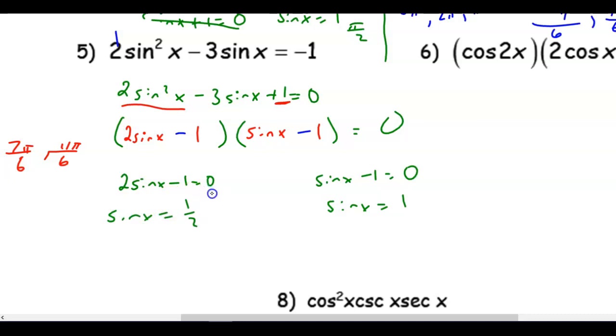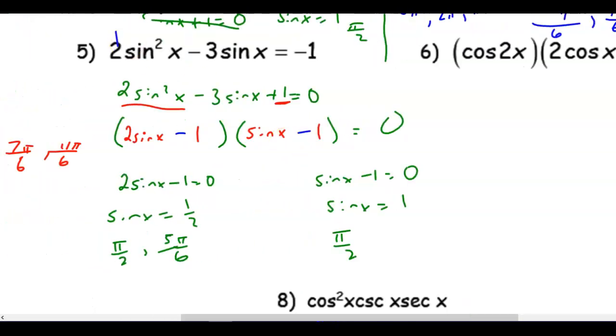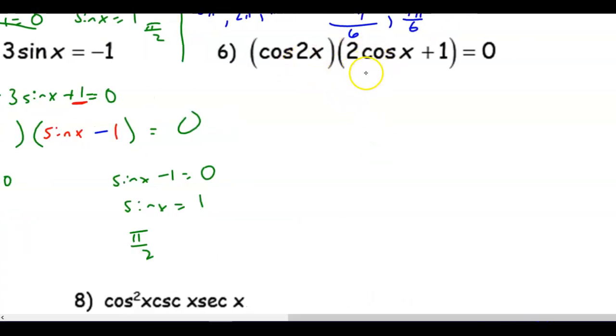Now, what does sine equal 1/2? Pi over 6, the top of the graph, and 5 pi over 6. And where does sine equal 1? Pi over 2. All right, so here are our solutions right there. All right, the last one of these type problems where we find exact answers.